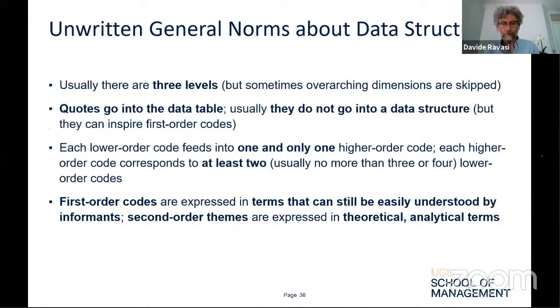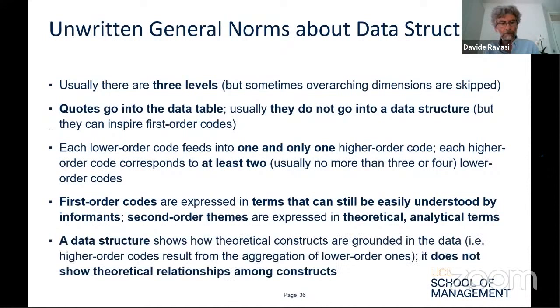As we said already, first order codes are expressed in terms that are descriptive, still easily understood by informants. Second order themes are theoretical, analytical. And as I said earlier, the data structure shows how theoretical concepts are grounded in data. Those arrows signal aggregation. It doesn't show theoretical relationships. It doesn't show causal relationships among constructs.